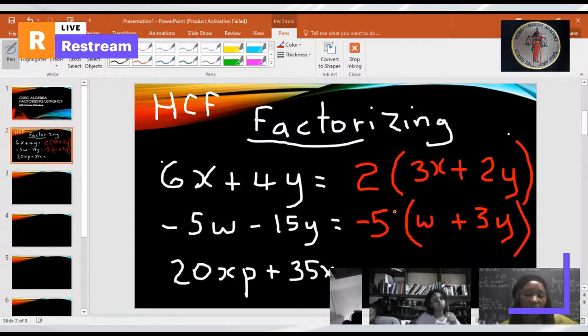All right, how about 20xp plus 35x? What's the highest common factor? Miss, 5x.